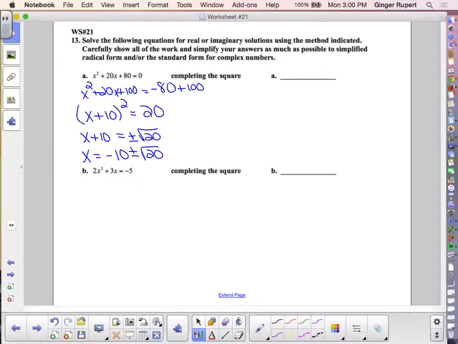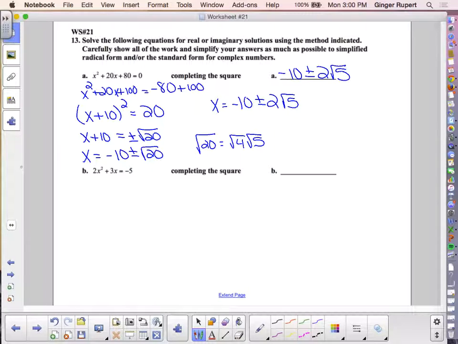20 can be simplified. So when we look at this, we have x is equal to negative 10 plus or minus. The square root of 20 can be factored. So the square root of 20 is equal to the square root of 4 times the square root of 5. 4 is a perfect square. Square root of 4 is going to be 2 root 5. So the answer is negative 10 plus or minus 2 root 5 is the answer for 13A.